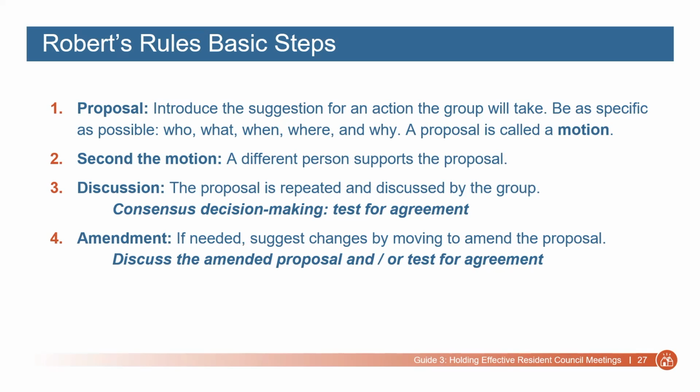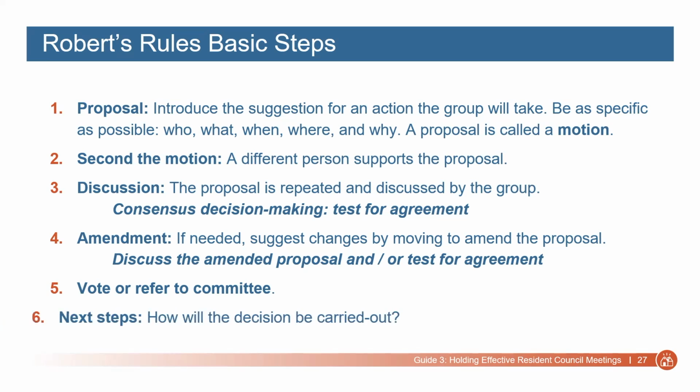Step 5. Finally, the facilitator calls for a vote. The vote can be to refer the proposal to a committee if more work is needed, or it can be an up and down vote on the motion. The facilitator should restate the proposal. Step 6. If the motion passes, the resident council, usually through the board, will need to implement the decision. The facilitator should make sure the group is clear on who needs to do what and by when.